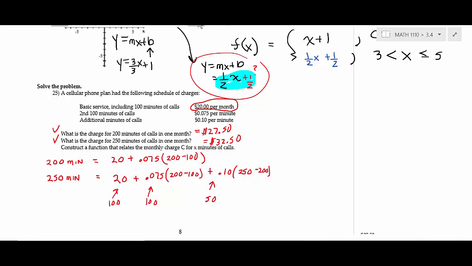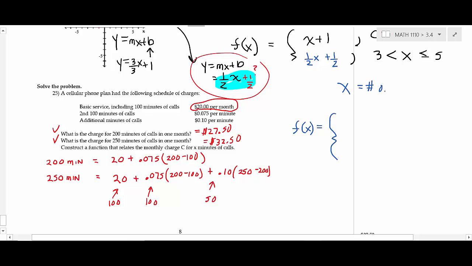All right, let's start with how you do any piecewise function. You have f of x, then you have a bracket like that. This has 3 pieces to it, right? And x is just going to be the number of minutes that you talk on the phone. That's our variable. That's what's changing. All right, let's do the first piece. The first piece is extremely easy. What would that be?